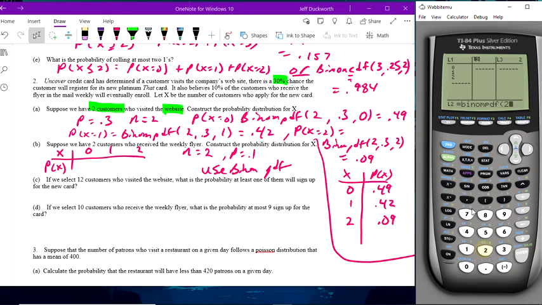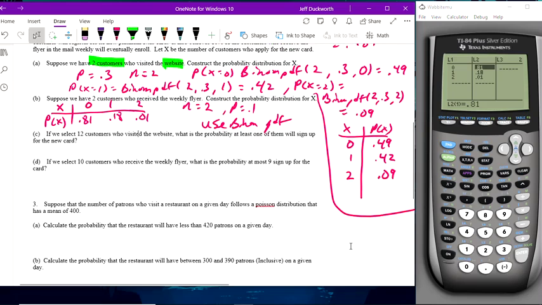We have 2, 0.1, and then L1 again. So our values should be 0.81, 0.18, and then 0.01. And that's our distribution. Again, you have two people. The only possibilities are 0, 1, and 2 for the number of successes, and then use the binomial. Part C. If we select 12 customers who visit the website, what's the probability at least one of them will sign up for the new card?